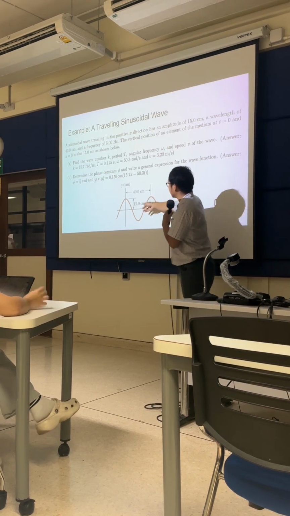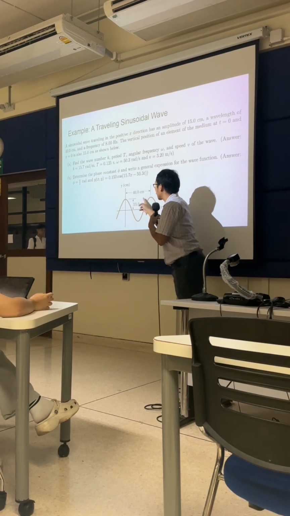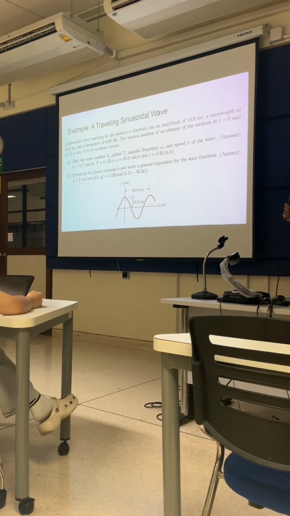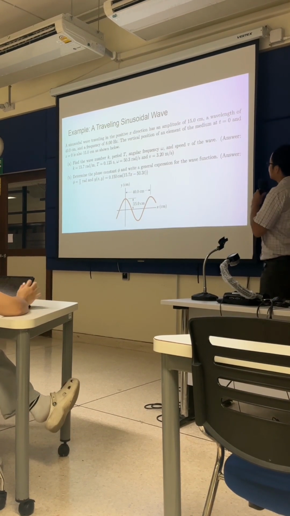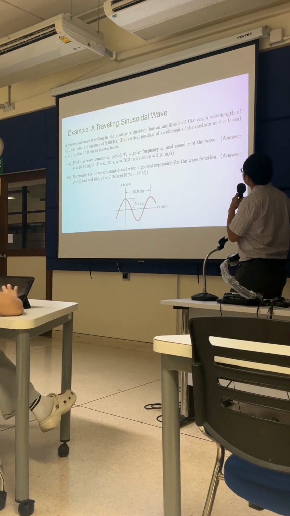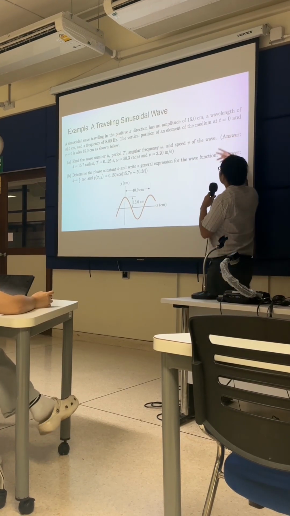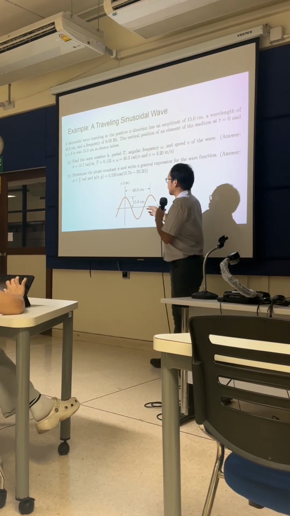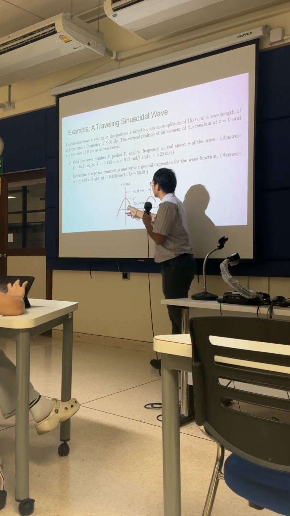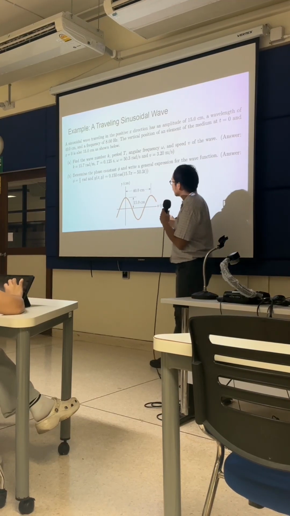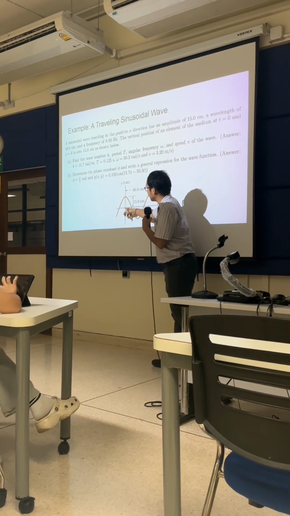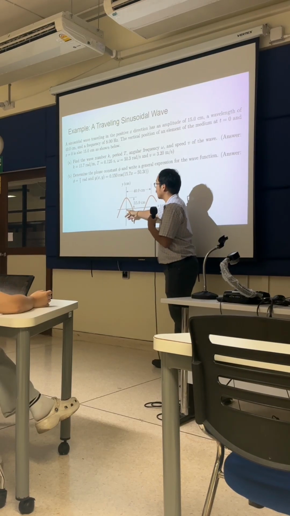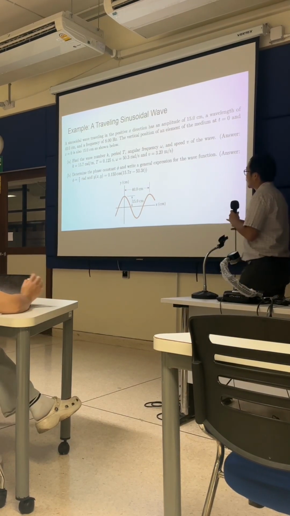The amplitude is 15, and the wavelength is 40, the distance between the two peaks. Besides that information, we also know that at t equals 0, the displacement at the origin x equals 0 is also 15, as drawn here. So we happen to have the peak exactly at x equals 0 when the time is 0.